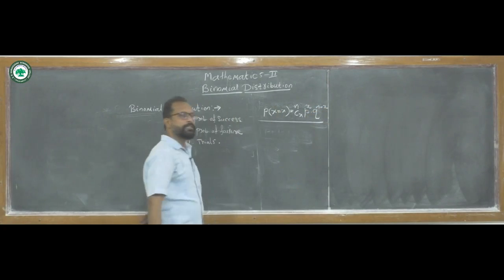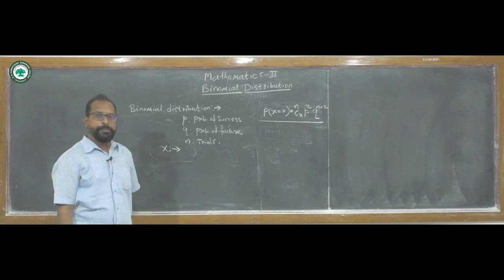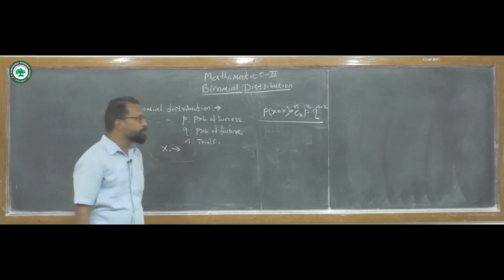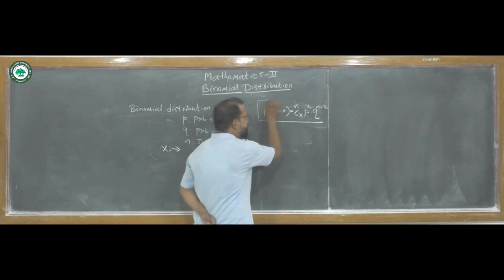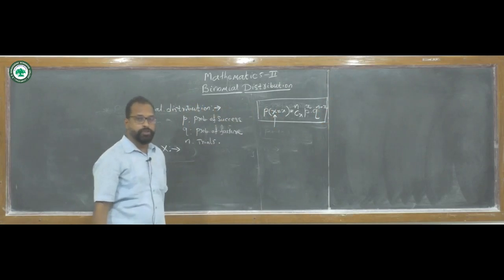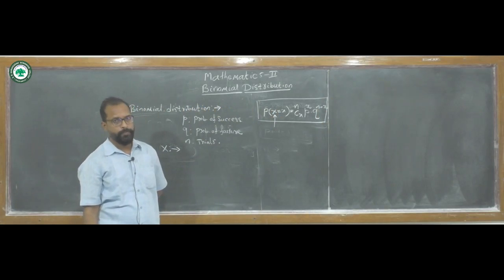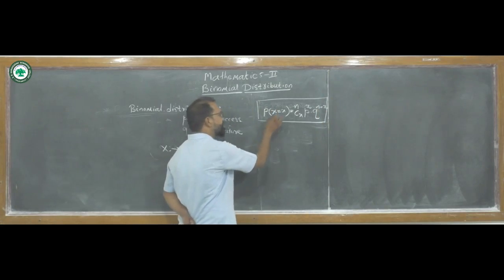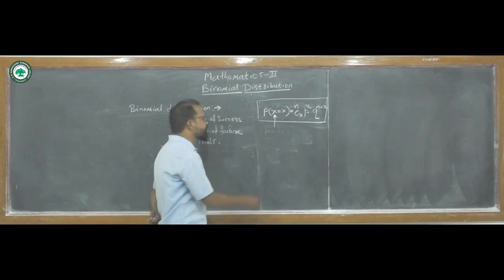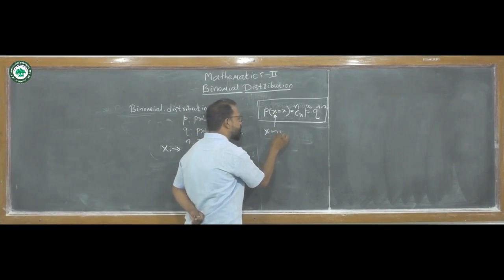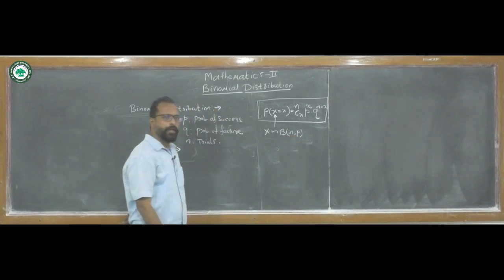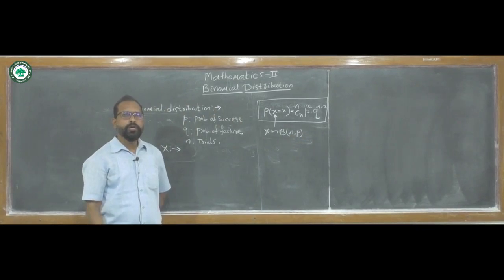If this is a PMF, probability mass function, or we say probability distribution, then we say that this discrete random variable x follows the binomial distribution, and it is denoted by x follows binomial distribution over n and p.